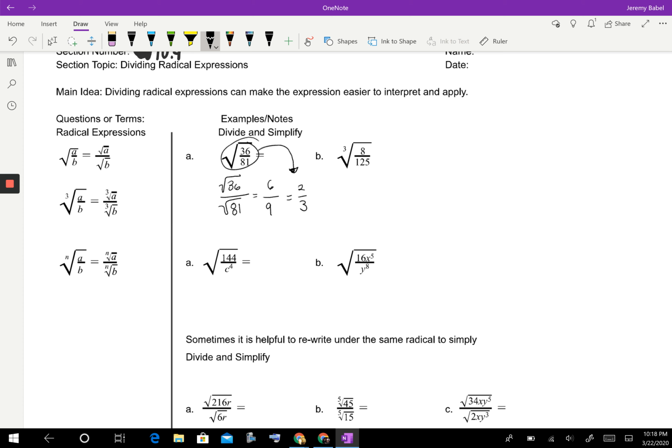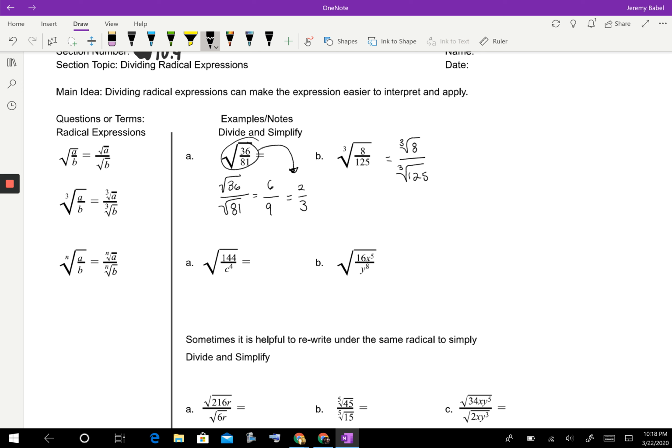And that's why we like to be able to rewrite radical expressions and rationalize denominators: sometimes we get something that's easier to work with and interpret. This also works when we're talking about cube roots or nth roots. So we can take this cube root and rewrite it as the cube root of 8 divided by the cube root of 125.